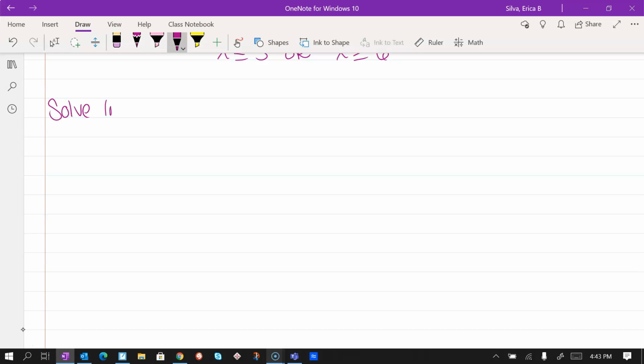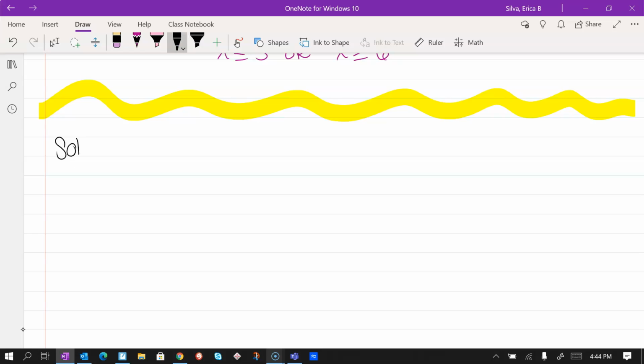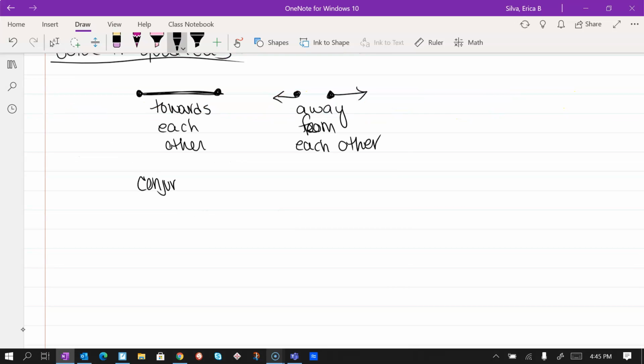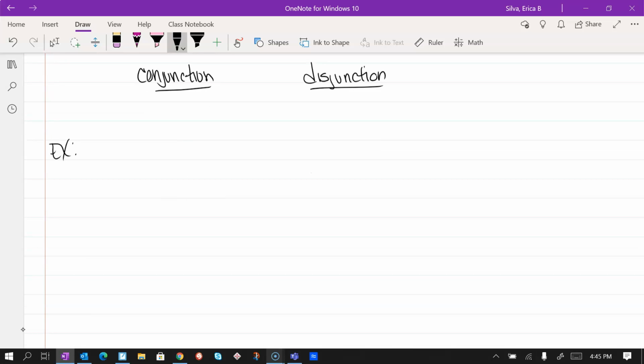All right, so when we solve inequalities, we're either going to have solutions that look like this, where they go towards each other, or where our solutions are away from each other. And this type of solution set is called a conjunction. This type of solution set is called a disjunction. Okay, let's solve our first inequality.